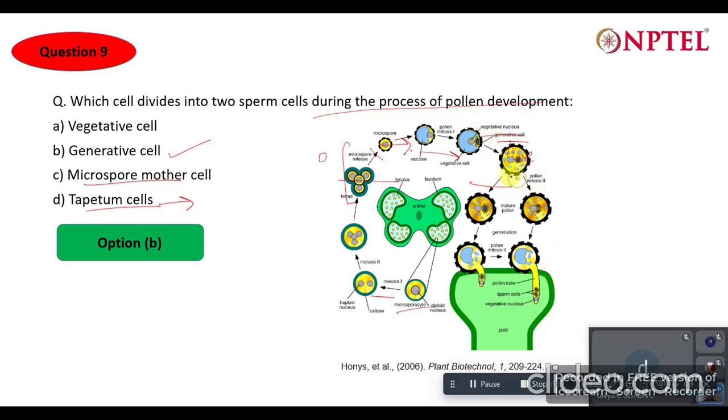So here the generative cell undergoes mitosis and produces two sperm cells, one that fuses with the egg, and the other fuses with the polar nuclei, forming the endosperm. So hence the answer is generative cell.